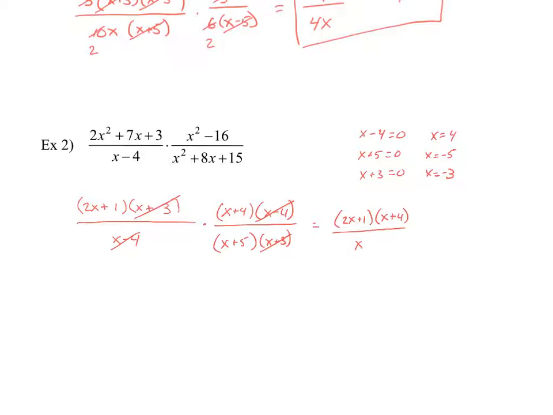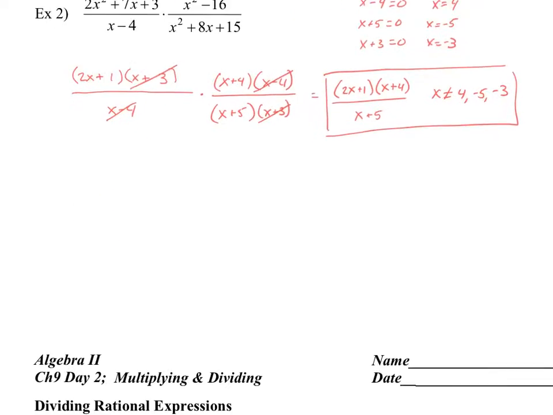This is called a simplified factored form. This is actually more desirable. We'll see this once we get to the graphing, etc., that this is a preferred form. And our restrictions, don't forget to state your restrictions: x cannot equal 4, negative 5, or negative 3. Okay? So let's take a look now at a division problem.